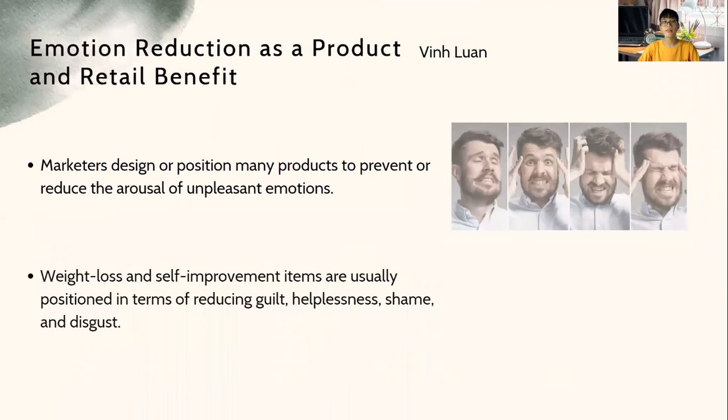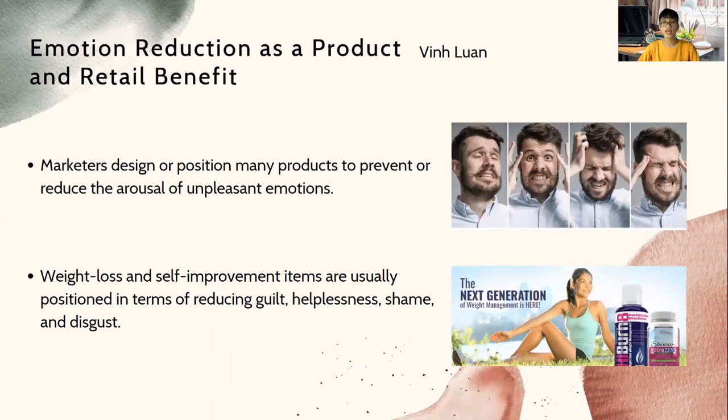The first one is about emotion reduction as a product and retail benefit. It is a fact that few people like to feel sad, powerless, humiliated, and discouraged. Responding to this characteristic, marketers design and position many products to prevent and reduce these negative emotions. A simple example can be seen in the weight loss and self-improvement products of many brands. Such items are usually positioned in terms of reducing anxiety, unhappiness, shame, and so on.